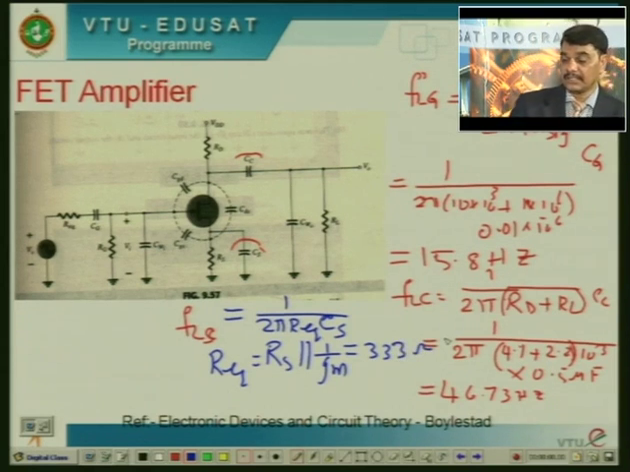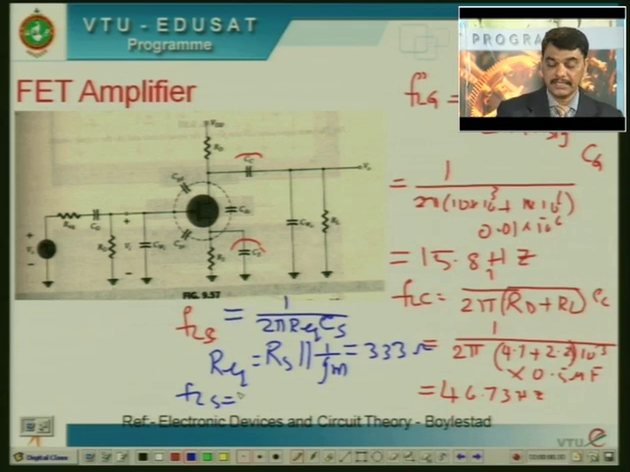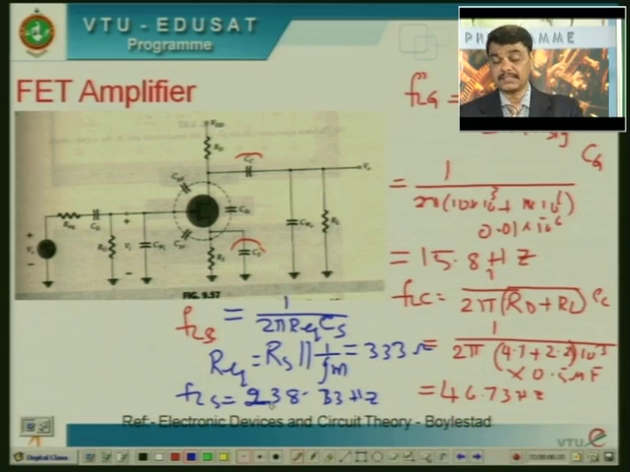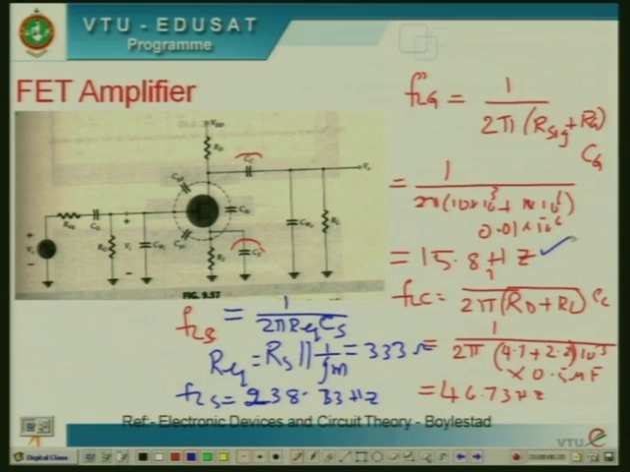Then FLS is equal to, if you substitute these values, you are going to get 238.73 Hertz. We got three different cutoff frequencies: one is 15.8, another is 46.73 and the other is 238.73 Hertz. Which one are you going to select for the lower cutoff frequency?